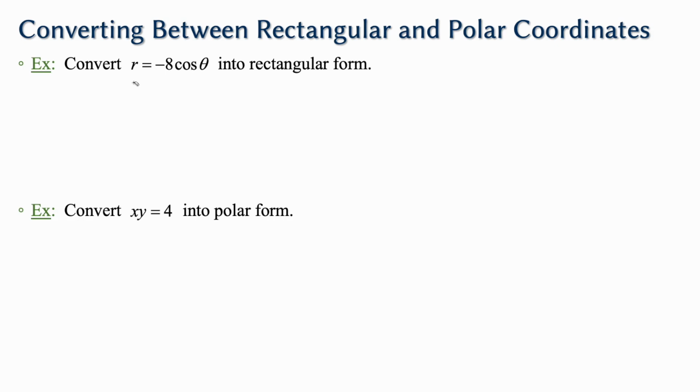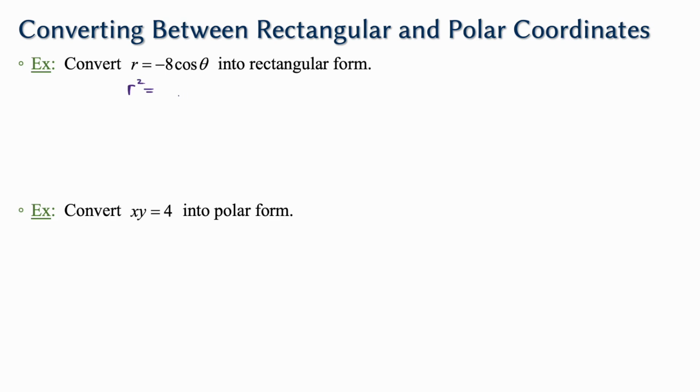Now, when I look at it, obviously if I have r, I could replace that with the square root of x squared plus y squared, but over here on the right side, there isn't really a conversion of just cosine theta. But what I do know is that x is equal to r cosine theta. So a really handy thing you can do here is multiply both sides of this by r. Now this side becomes r squared.